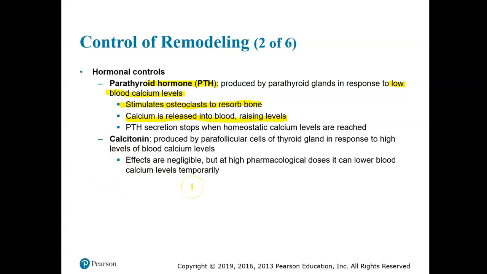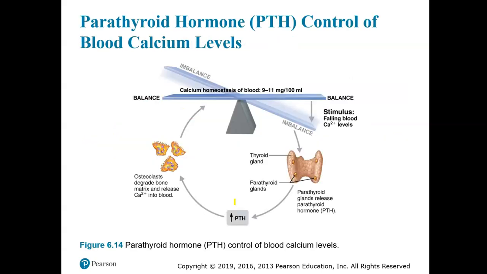And then calcitonin is produced by the thyroid gland. So parathyroid hormone comes from the parathyroid glands, and calcitonin comes from the thyroid gland. Calcitonin is opposite. It is released when your levels of calcium in your blood are high. And basically it would stop the activity of the osteoclasts and increase activity of osteoblasts.